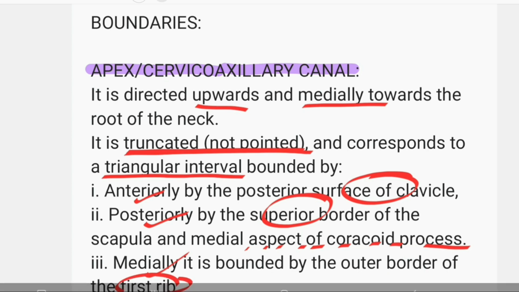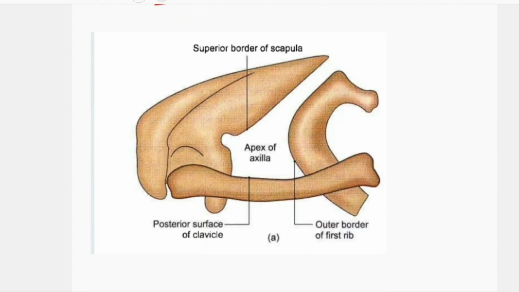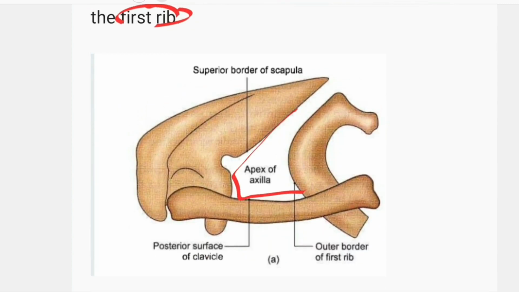We can understand this in detail from the figure. This is the apex of the axilla, and it is bounded anteriorly by the posterior surface of the clavicle, posteriorly by the superior border of the scapula, and medially by the outer border of the first rib.